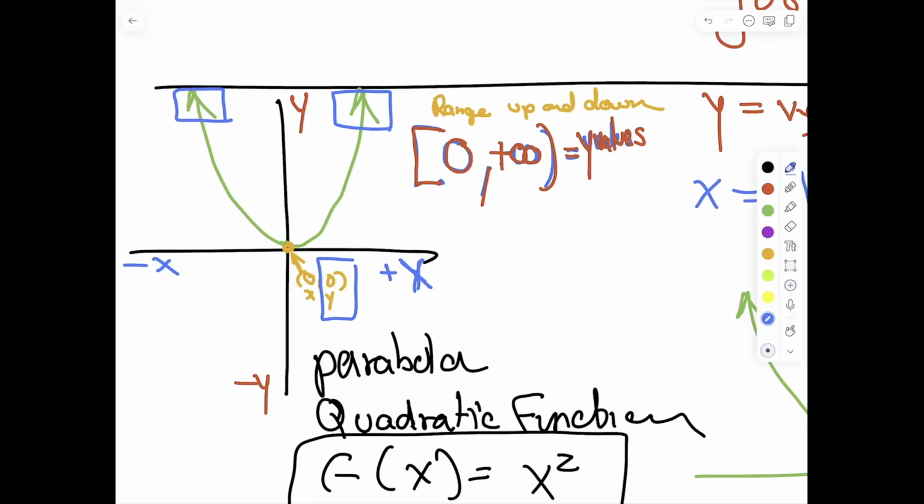All right, so let's keep going. Domain is left and right. Those are x values.